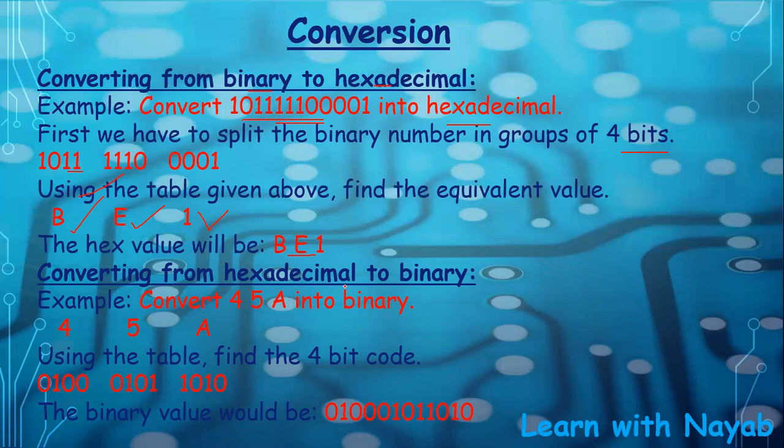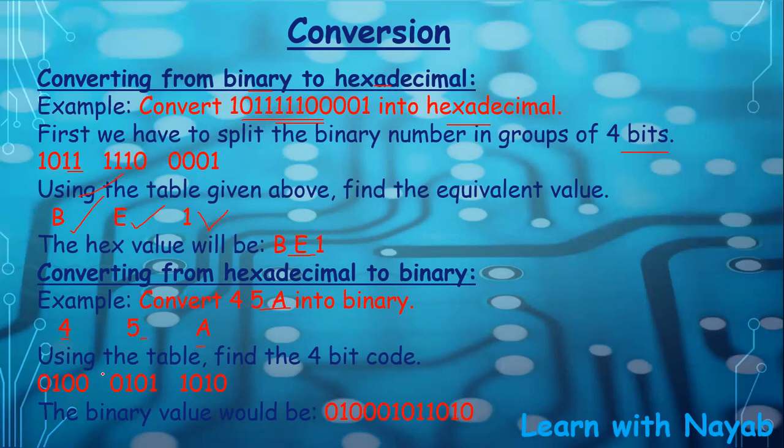Converting from hexadecimal to binary is just as simple as converting from binary to hexadecimal. We just have to split them. This is the example: convert 45A into binary. So we just have to split it into 3 parts: 4, 5, and A.